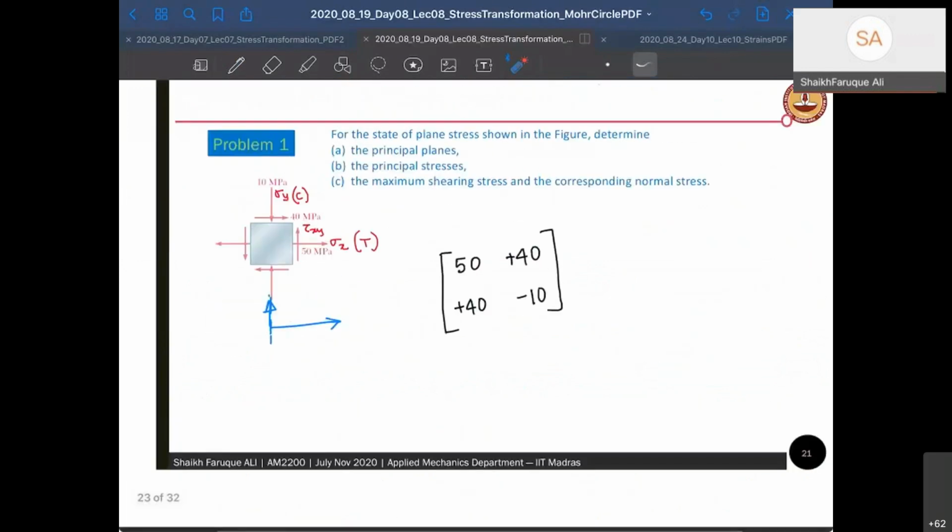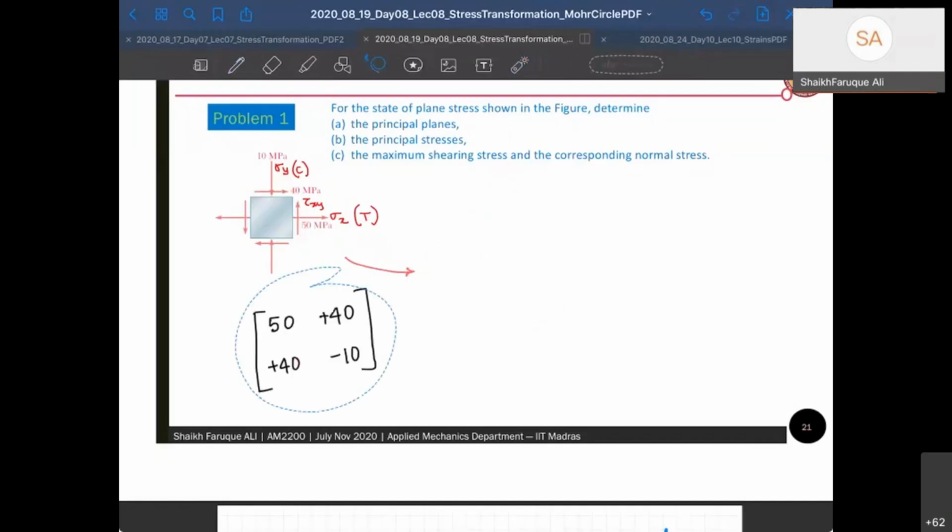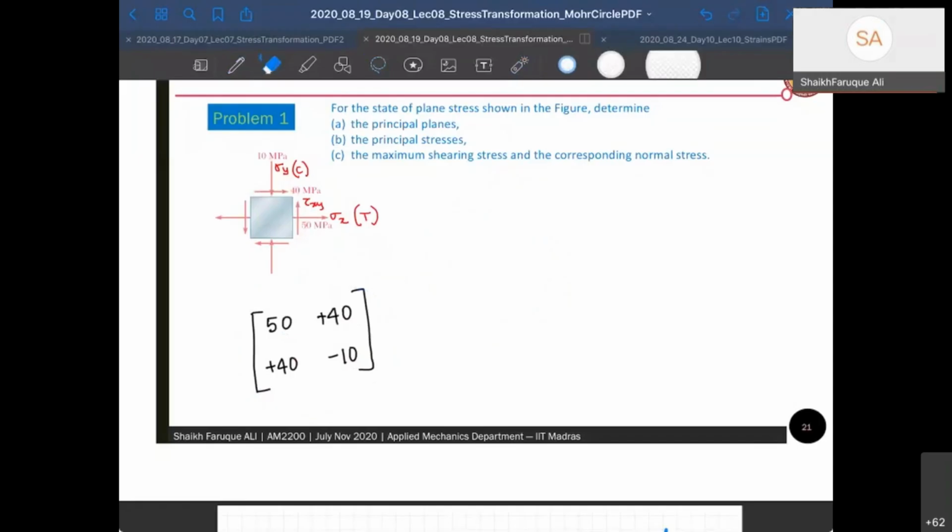Let's do a few problems. Before that, let me stop. I've been given a problem here where this is the element that is given. The element has 50 MPa as its sigma x, 10 MPa compressive as sigma y. We solved it in the last class also, and 40 MPa as its tau xy. So in matrix form, I can write it like this. I take this matrix and bring it below.